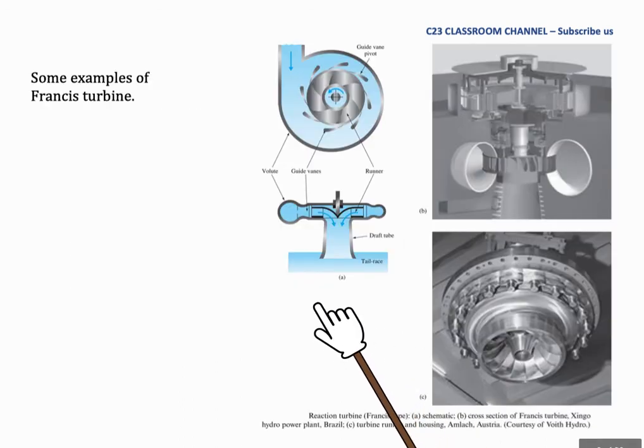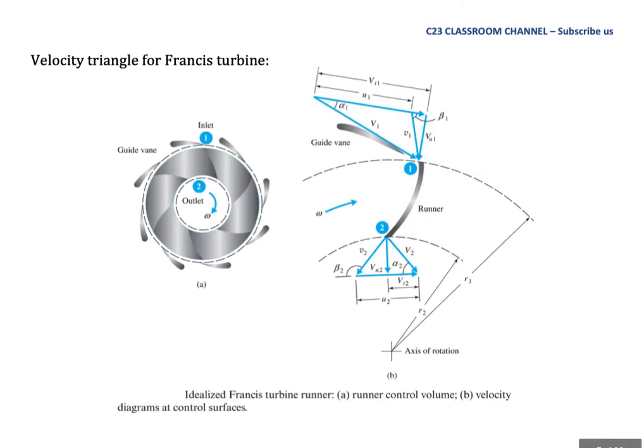This is some example of the Francis turbine. You may find a lot of examples of the Francis turbine in textbooks and also on the internet. This is the velocity of the Francis turbine. We will learn about the velocity triangle in the next chapter.